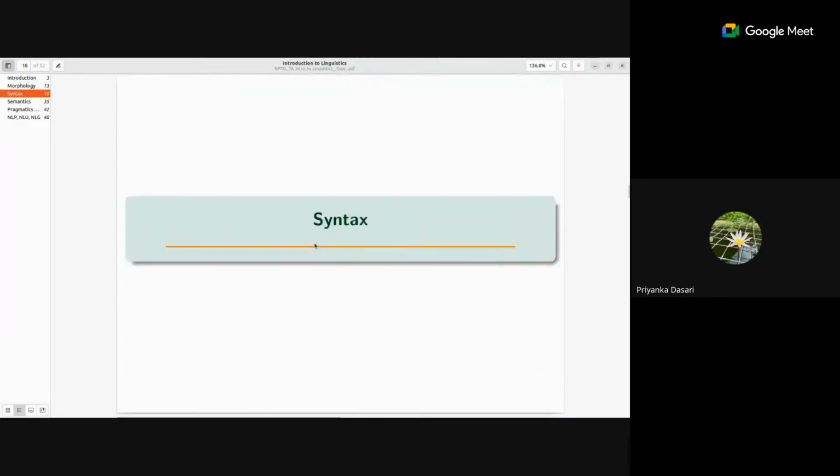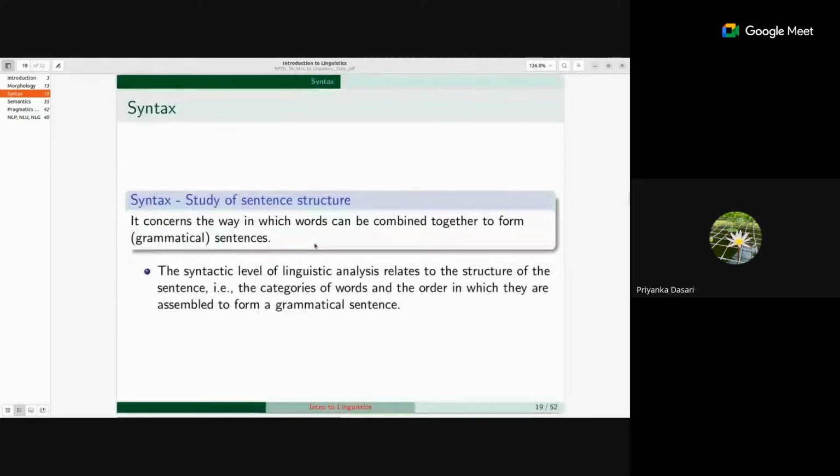So the next level is syntax. Syntax, as I said, is the study of sentence structure. It concerns how words are combined together to form grammatical sentences. This linguistic analysis relates to the structure of the sentence, that is, the category of words and the order in which they are assembled to form a grammatical sentence.